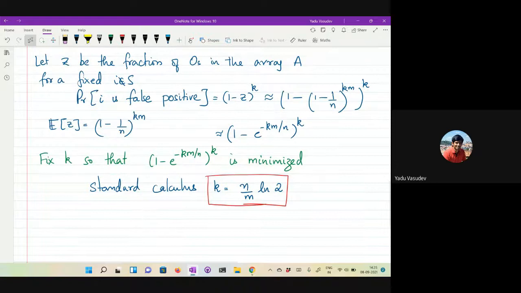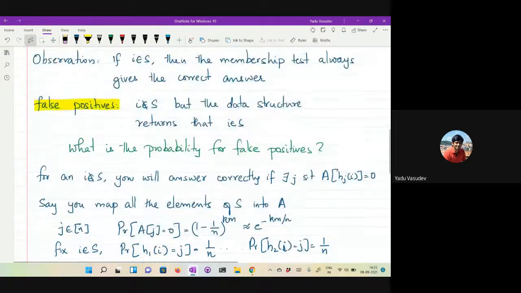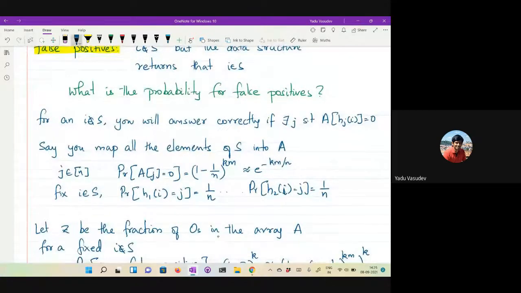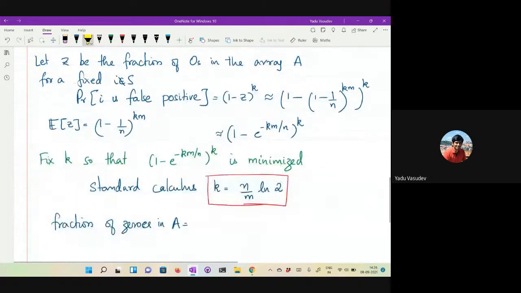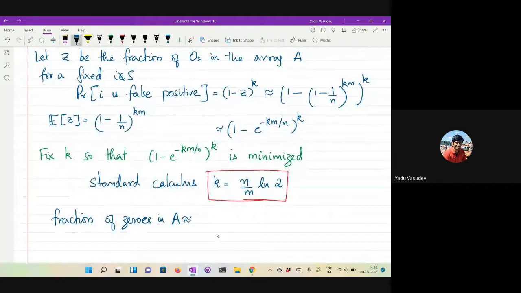And if you substitute this value, notice the fraction of zeros in the array. As we said, the fraction of zeros is like e power minus km by n. So here, if you substitute k, what you have is something like 1 over 2.